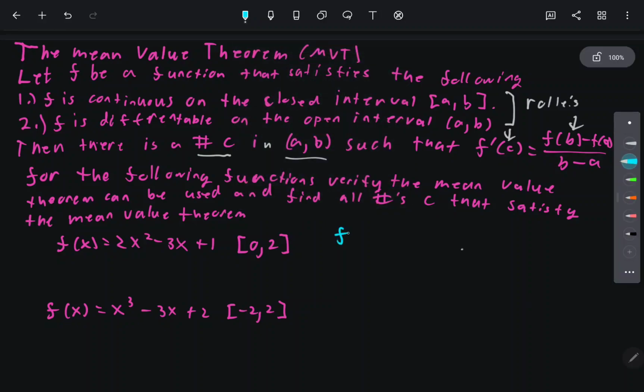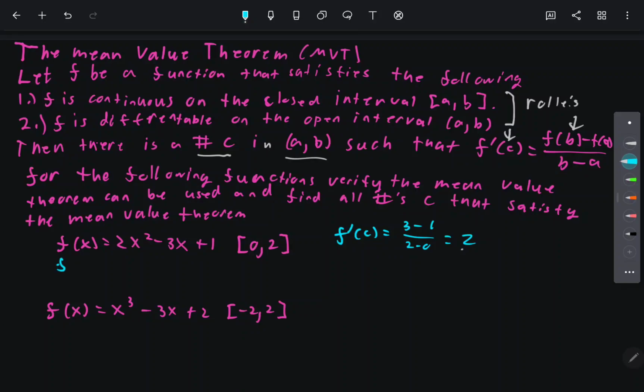So there must be a value f prime of c that is equal to, let's see, 2 squared, that's 4, that's going to be 8, minus 6, so 2 plus 1 is 3, minus 1, all over 2 minus 0, so we get an answer of 2. So there must be a value on the interval where f prime of c is equal to 2.